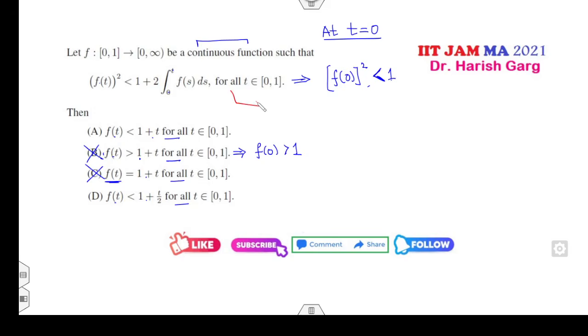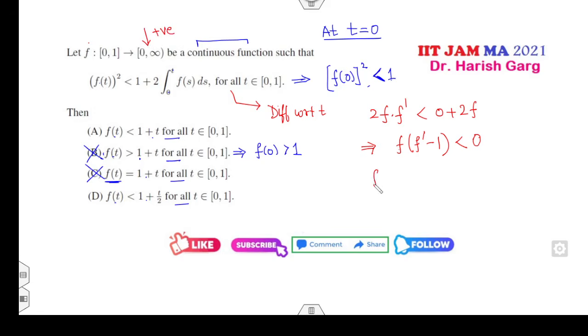Now you can differentiate with respect to t. So what does your function become? 2f into f dash is less than 0 plus 2 into f of t. Fine, the 2 will be cancelled out. So f into (f dash minus 1) is less than 0. That is negative. But you can see the codomain is positive. That means the function f is always positive.